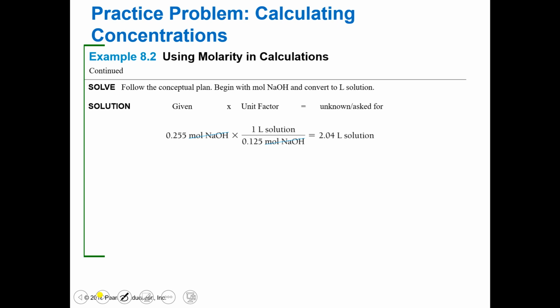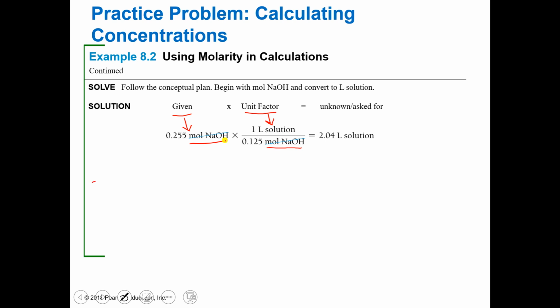So we're going to always follow the same thing. Our given times our unit factor or factors will equal our unknown or our asked for. So our given is the 0.255 moles, and we know we start with that because if we start with the molarity, we can't really do anything with it. Starting with that means I can easily take my moles that were given and use the molarity as a unit factor, making sure moles cancel.